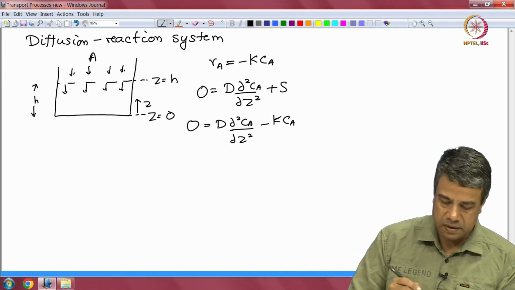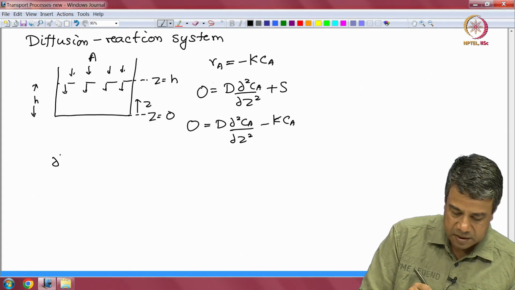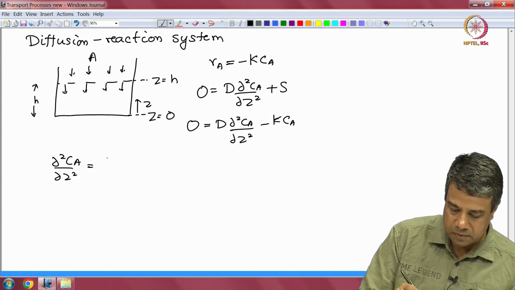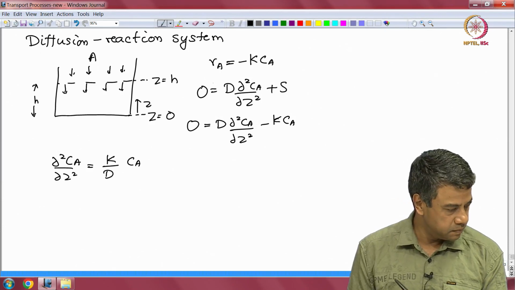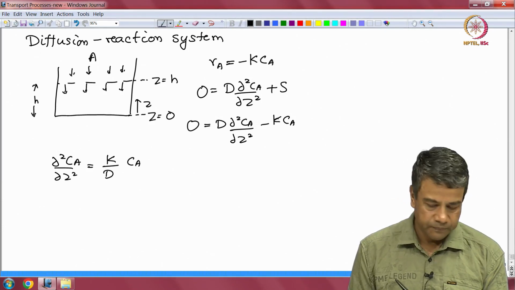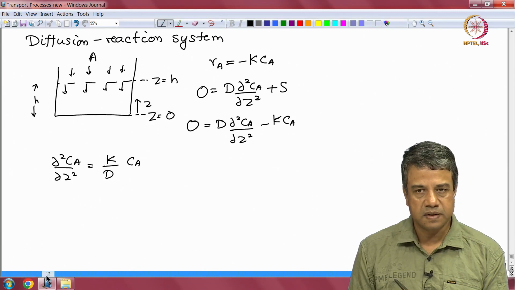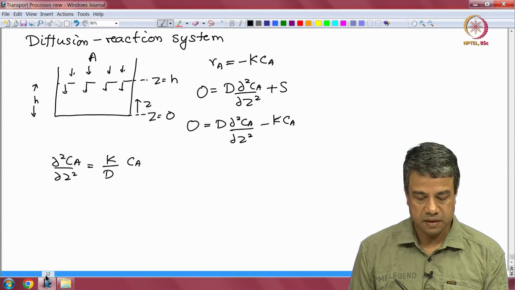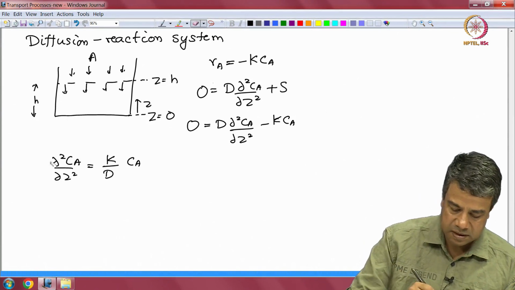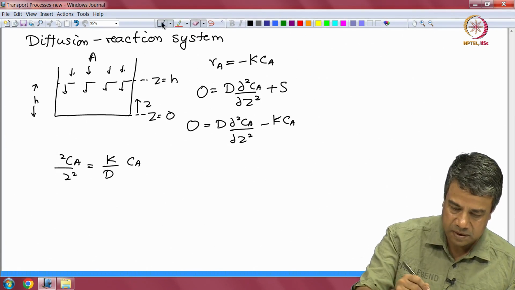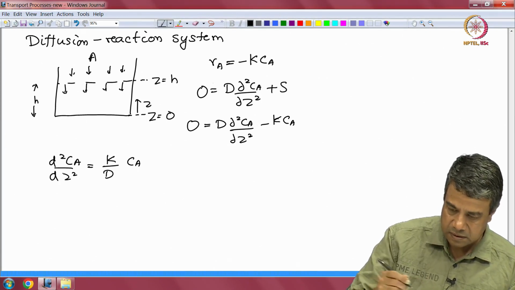So, the way to solve it is that you write partial square C_A by partial z square is equal to K by D C_A. And since this is a second order homogeneous differential equation, since there is variation only in one direction, I can also write these as total derivatives.